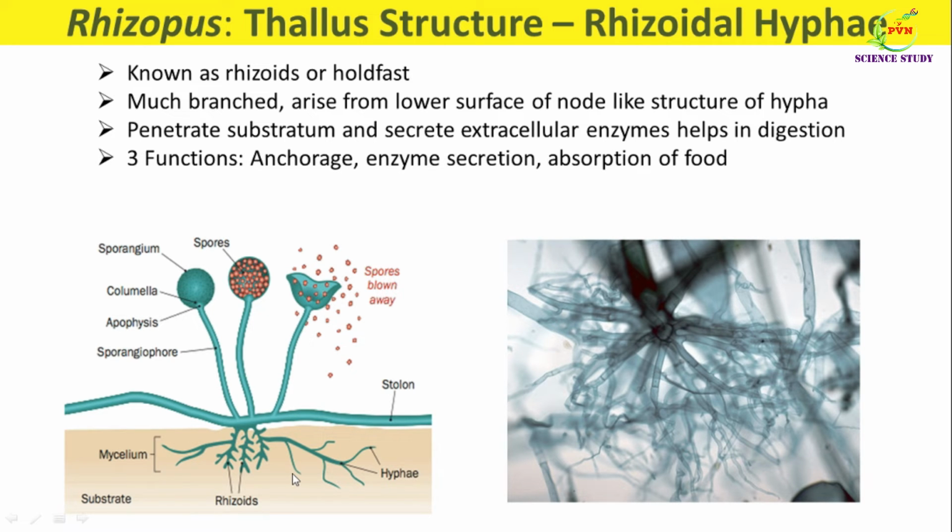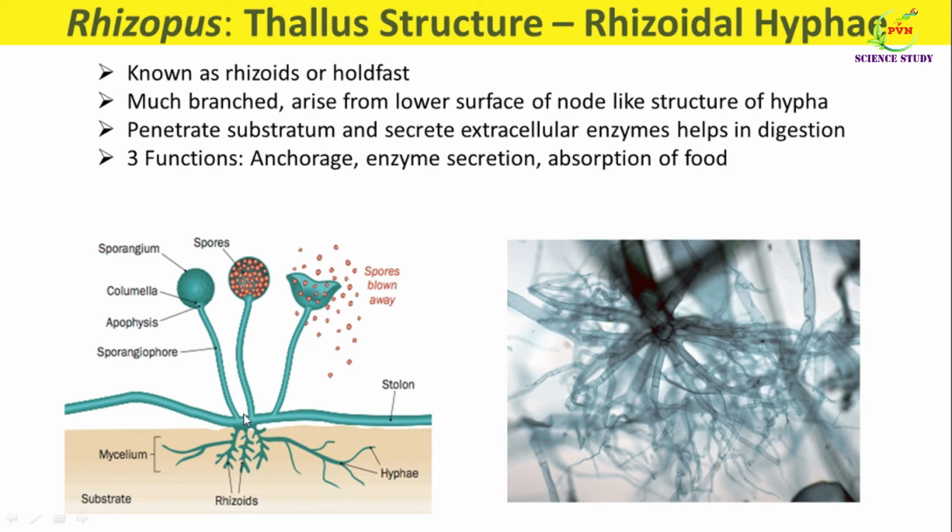So in this way, the rhizoidal hyphae perform three functions. First one is anchorage. Anchorage means they hold the thallus of Rhizopus inside the substratum. Then the second one is enzyme secretion, and third is the absorption of the digested food items. With this we have completed rhizoidal hyphae.